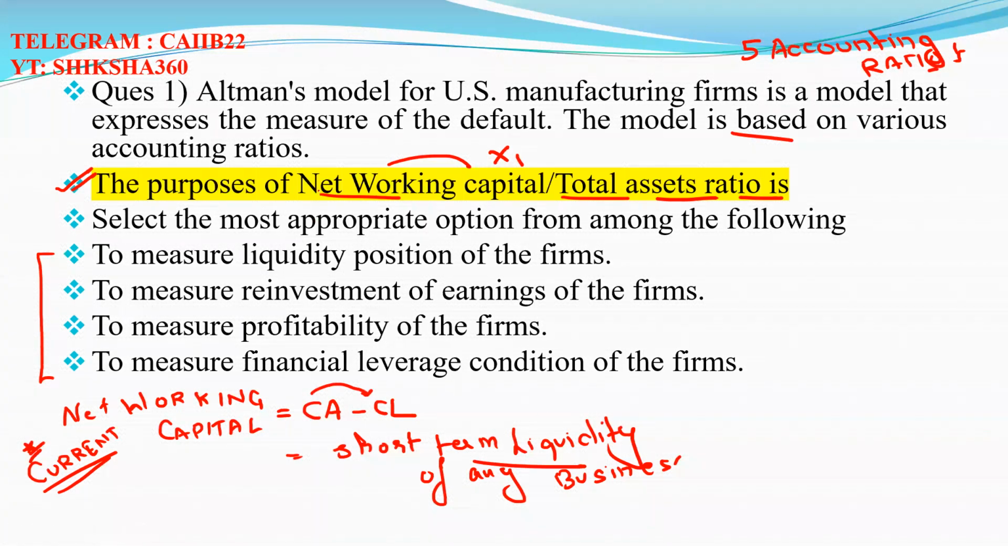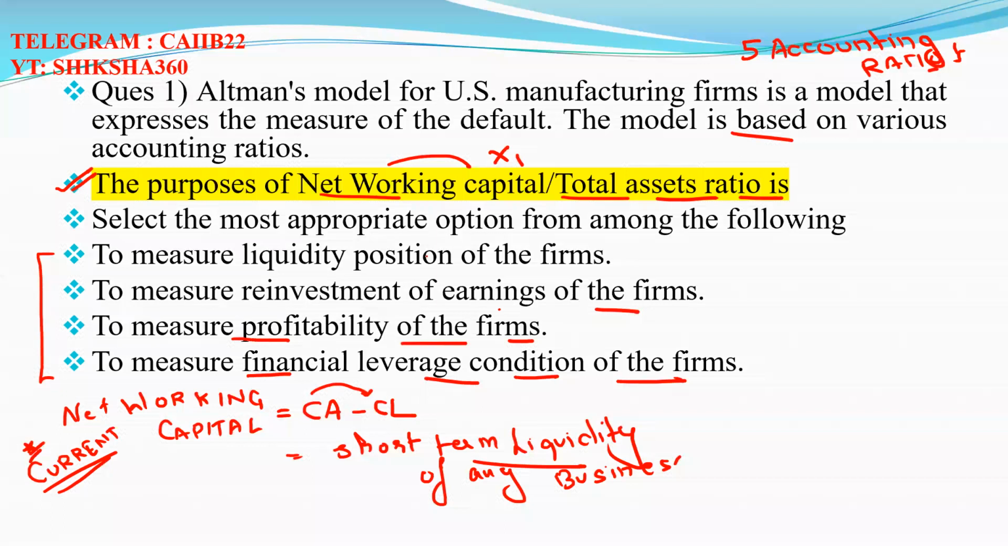Now let's discuss the purpose of the net working capital upon total assets ratio. First of all, we have to go through all the points one by one. The first point says to measure the liquidity position of the firm. The second says to measure the reinvestment of earnings of the firm. The third is to measure the profitability of the firm. The fourth is to measure the financial leverage condition of the firm.